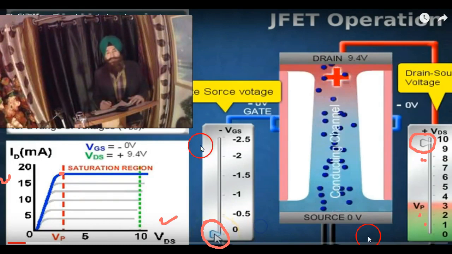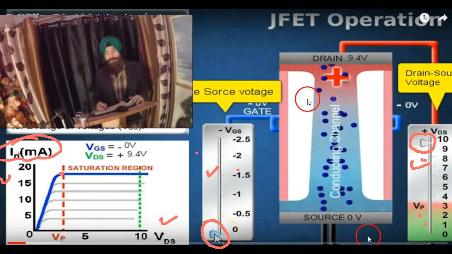Now I'm going to switch on the animation. Just see how the drain current will be affected by changing the gate source voltage or by changing the drain source voltage. Look carefully how the drain current is a function of this and this. Keep in mind, making more gate source voltage means making it more reverse biased.